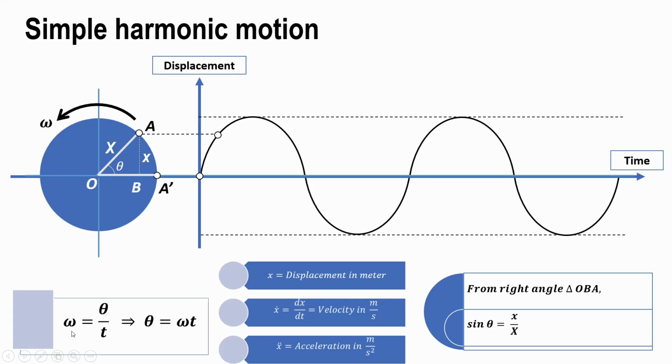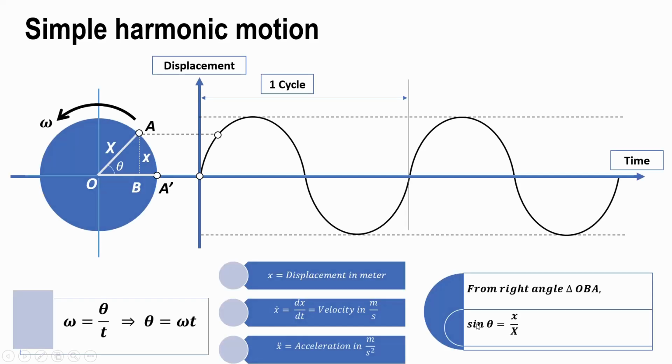Now we know that the definition of angular velocity omega is the rate of change of angular displacement. So it is theta upon time, where theta is the angle and t is the time. This is angular displacement divided by time. So theta will be equal to omega multiplied by t. Now we have to derive the expression for simple harmonic motion. This is known as one cycle. It has started from this 0 point and the next cycle is starting from this point onwards. So it has completed one cycle over here.